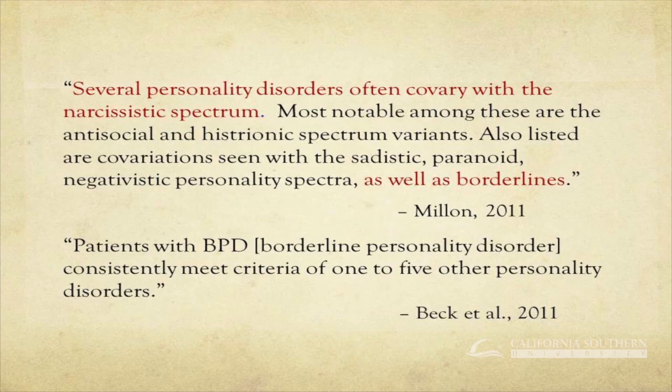As we've come to understand the attachment system, we can understand that association much better at the lower level of the attachment system. In addition, personality disorders go across categories. So Millon talks about several personality disorders co-varying with the narcissistic spectrum, various personality disorders as well as borderline. So we see those two show up a lot. And then Beck and colleagues talk about how borderline personalities can be associated with as many as five other different personality structures. So don't get too hung up on the categories. Just recognize that there's an underlying narcissistic borderline personality structure.